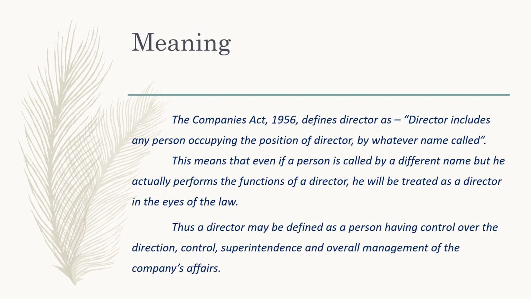Okay, so a person having the position of director is called a director of the company. Suppose any person with a different name performs all the functions of a director, then he is also treated as a director as per the law. So in short, a person having control over the direction, control, and overall management of the company's affairs is called a director. Then, how many members should be there on the Board of Directors?